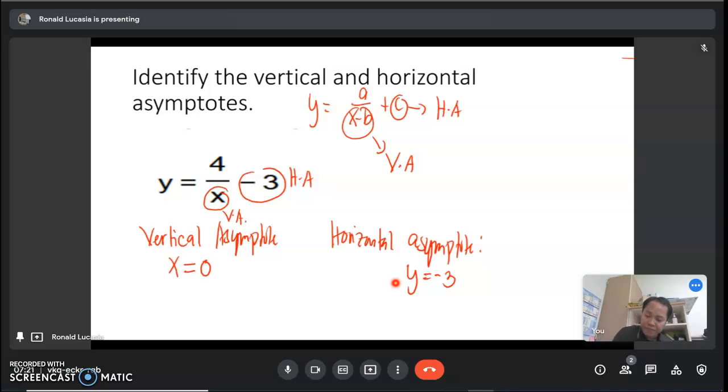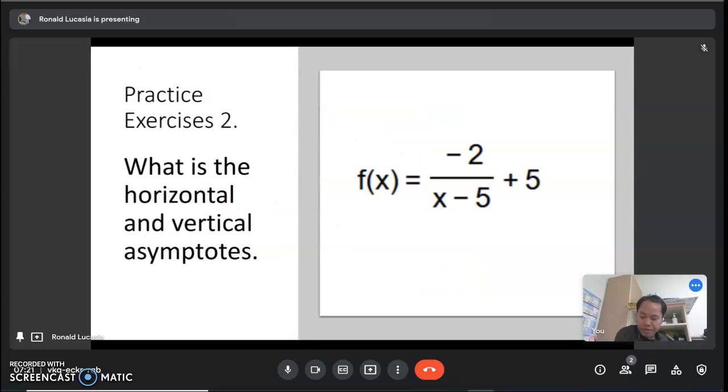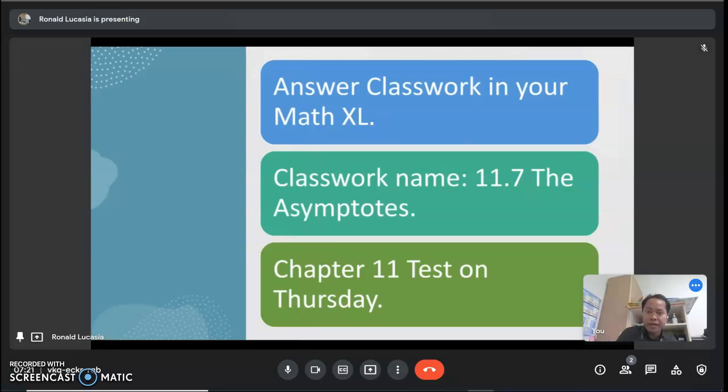Simply as that. So I want you to answer practice exercises number 2. Find the vertical and the horizontal asymptote. And then you answer your classwork in your Math Excel, and then prepare for a chapter test on Thursday.